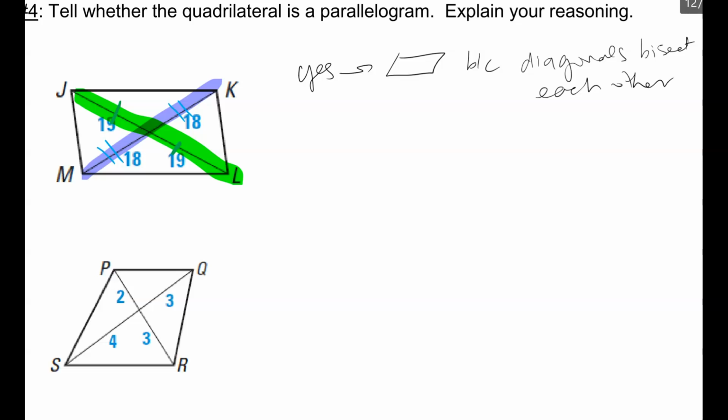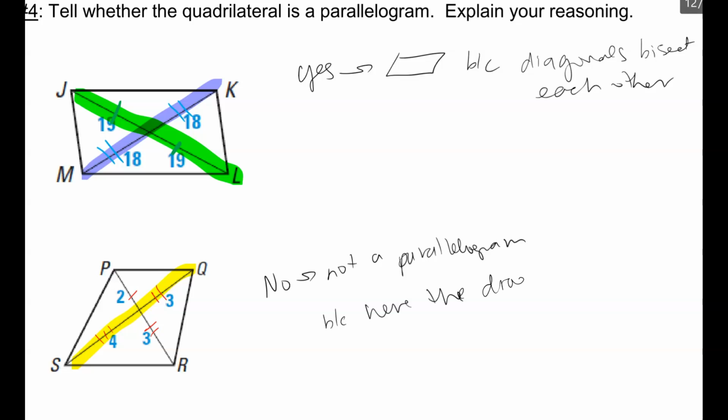Perfect. Okay, let's check the next one. Let's see, 2, 3, 3, 4. This is not a parallelogram because, look, 3 and 4, we're not splitting it exactly into half. This quadrilateral is not a parallelogram, because here the diagonals don't bisect each other.